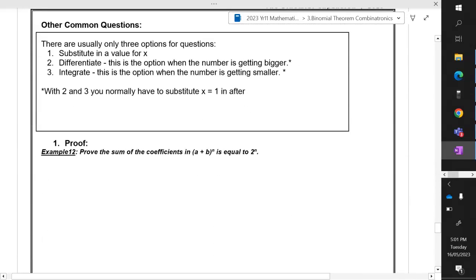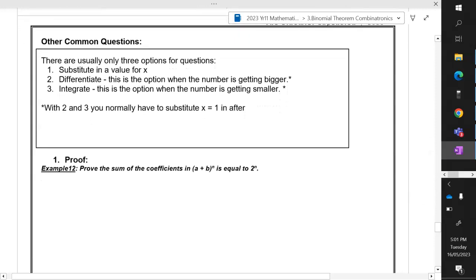but I want to have a look at this section here, just some common questions. So I guess in general, there are usually only three options for questions. The first one being to substitute in a value for x is what we can do to help us out. And we're going to have a look at some differentiation and integration options.